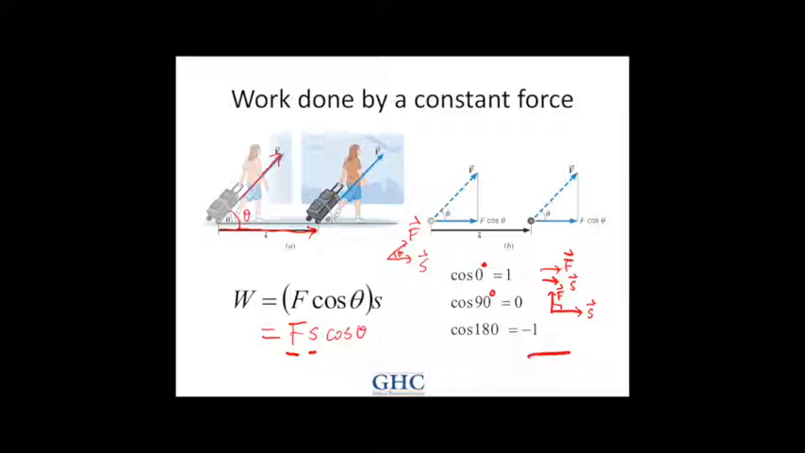On the other hand, if the force is in the opposite direction of displacement, then the angle between them is 180 degrees. So cosine 180 degrees gives us -1. So this force, which is opposite to the direction of displacement, is doing negative work.